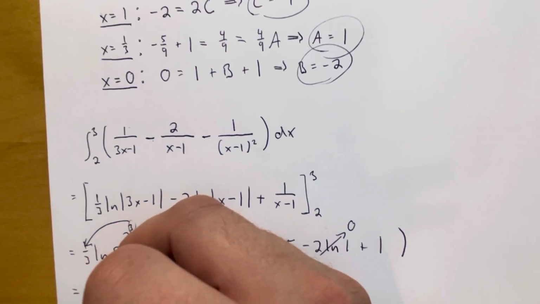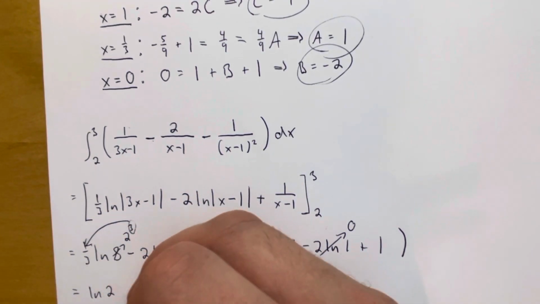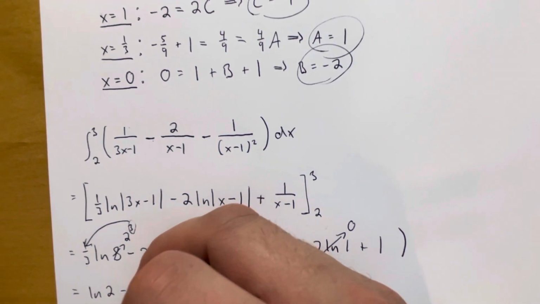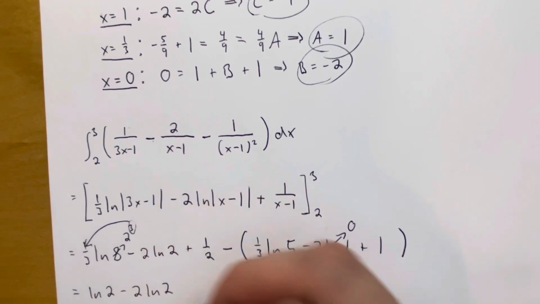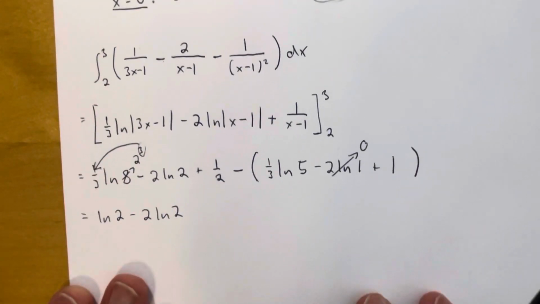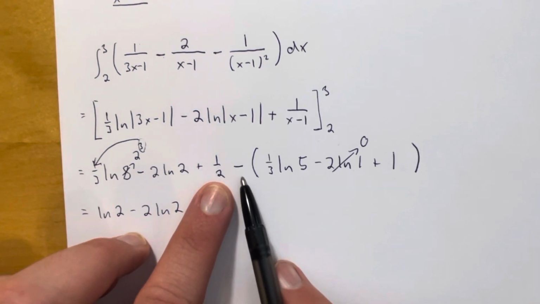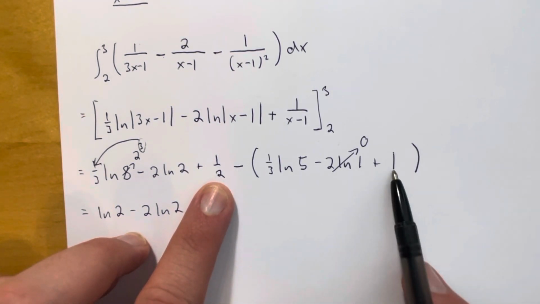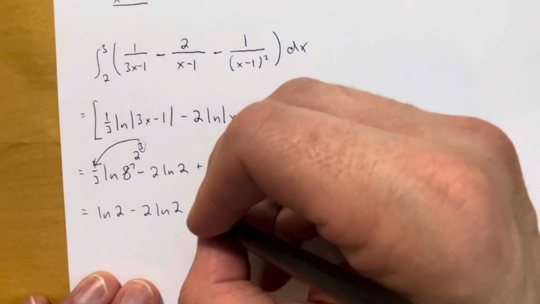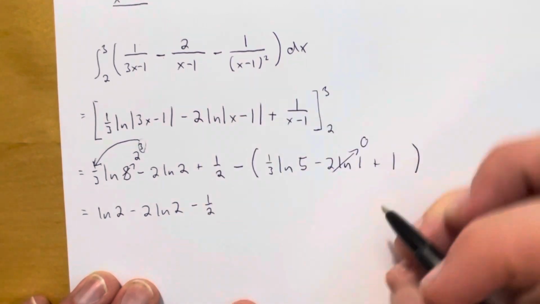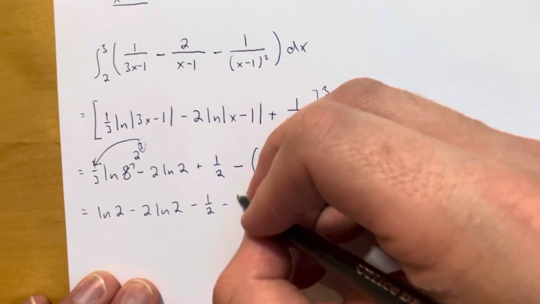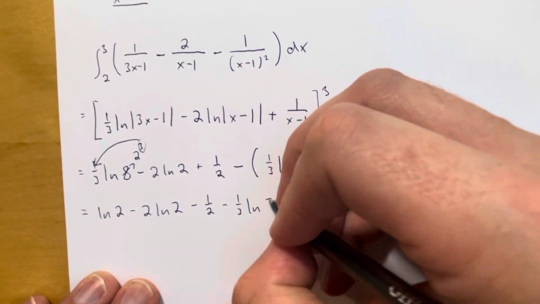Now I have the natural log of 2. That's what's left. Minus 2 natural log of 2. These I'm going to treat like terms, which I can combine. Then I have plus 1/2, but I'm going to distribute this minus sign in here, and there's going to be this 1 here that I'm subtracting. So 1/2 minus 1 would be negative 1/2. And then I also have this negative 1/3 natural log of 5 there.